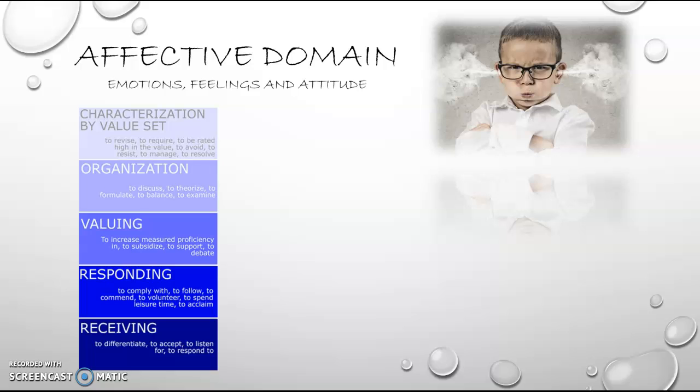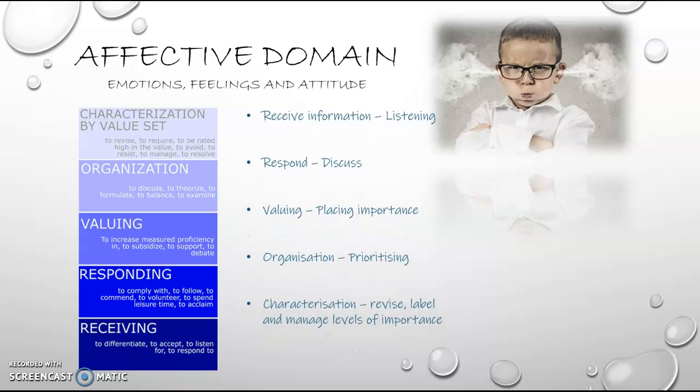And receiving is to differentiate. So you are given the knowledge of how to react to information. So you will receive information by listening. You will respond to it by discussing. Valuing is placing it in, how can I say, tiers of importance or a pyramid of importance. Organization is prioritizing. The children have to be able to prioritize tasks and thoughts and feelings as to which ones are the most important. The characterization is to revise, label, and manage levels of importance.